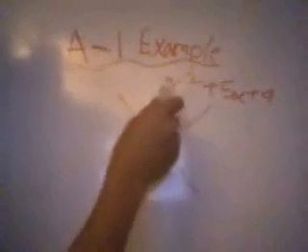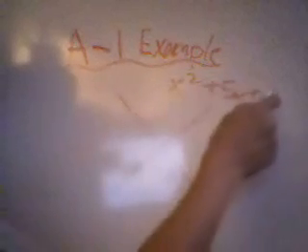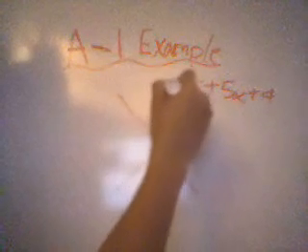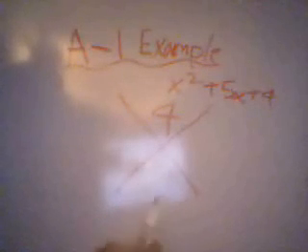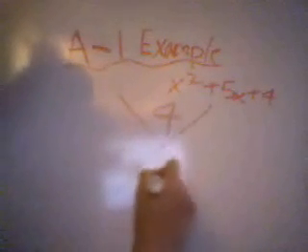The number that goes on the top would be the coefficient of the quadratic term and the constant, which would be 4 times 1. 4 times 1 would be 4, so 4 would be at the top. And the bottom term would be the coefficient of the middle term, the linear term, which is 5.